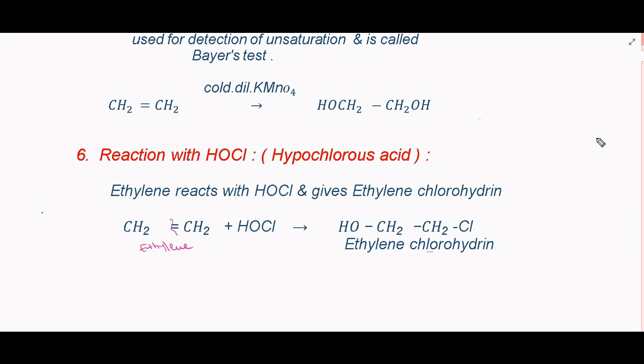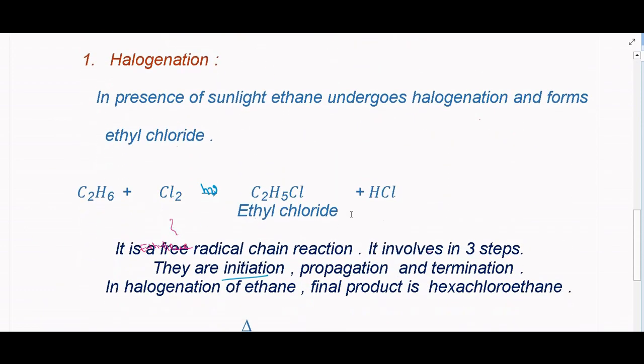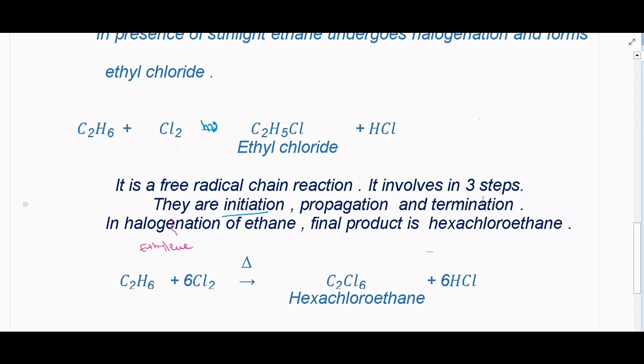Coming to the last session, we made one mistake. What is that? In the halogenation chain reaction, in the termination process, how many steps are there? Actually 3 steps are there, right? Halogenation is a free radical chain reaction, so it has initiation, propagation and termination. When I was explaining the termination, I took the methyl radical instead of the ethyl radical. I wrote methyl radicals over there.